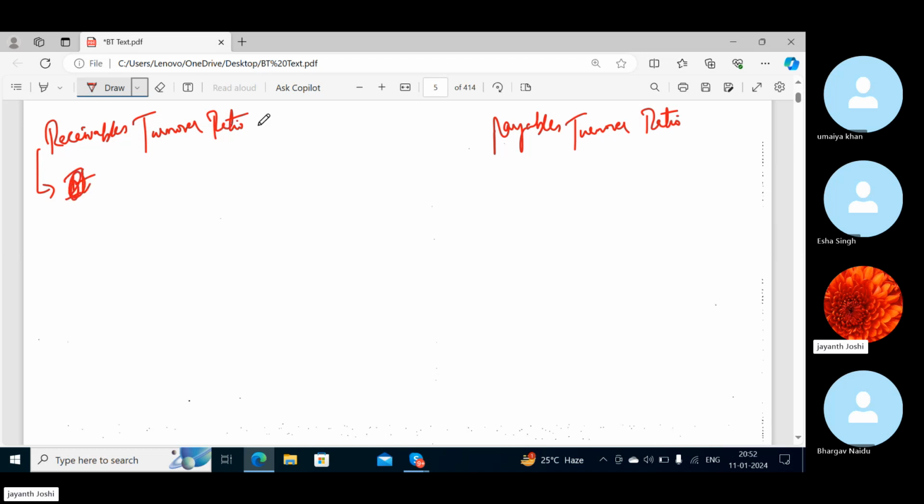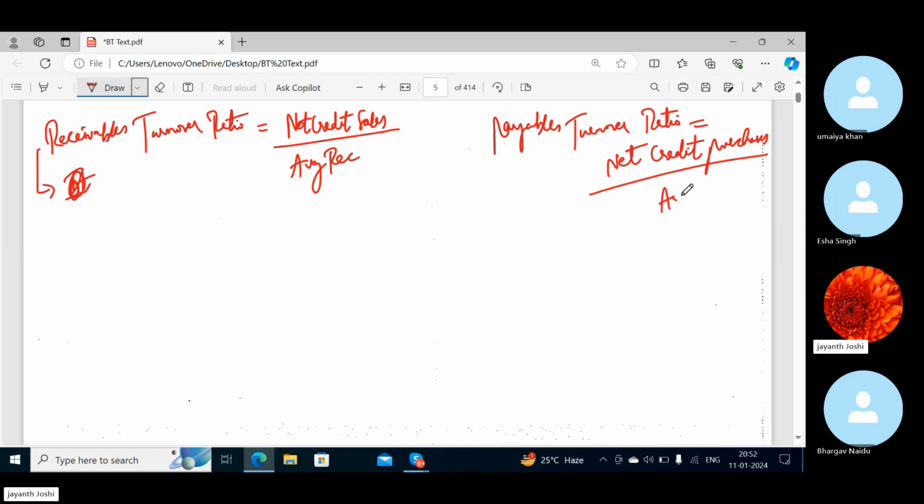Let me write the formula. The receivables turnover ratio formula is net credit sales divided by average receivables. Net credit sales by average receivables, and the formula for the payables turnover ratio is net credit purchases divided by average payables.